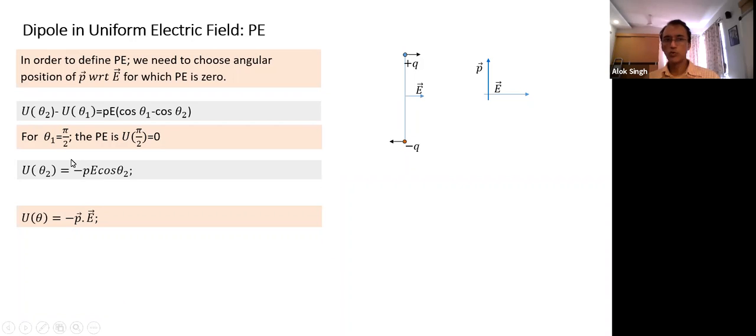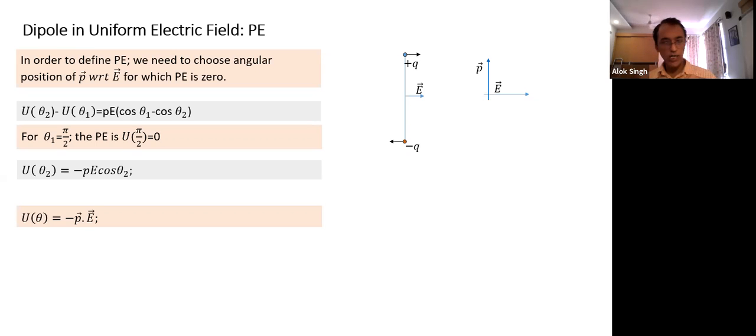Only at pi by 2 do we get a dot product. This quantity depends on two vector quantities, and the final result is a scalar quantity, so it has to be a dot product. Among all the options, which one gives you the best expression for potential energy? Theta equal to pi by 2 gives you the neatest expression.